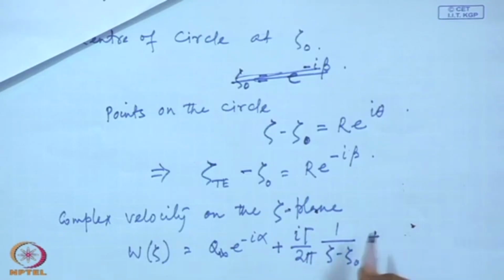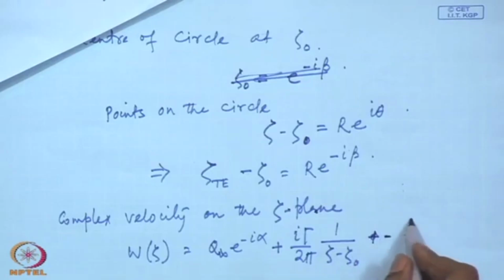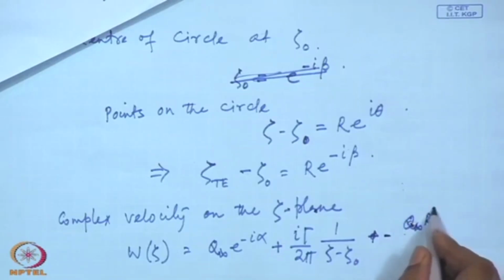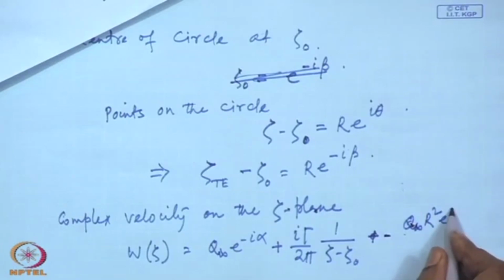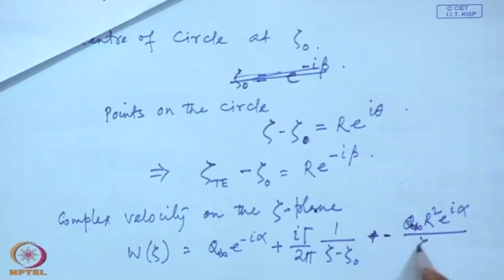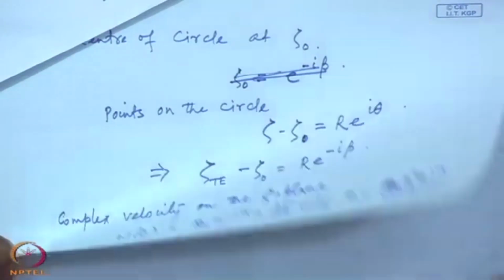plus or minus, what was the expression, minus q infinity r square e to the power i alpha, divided by zeta minus zeta naught square. So, let us find out the velocity at the trailing edge.